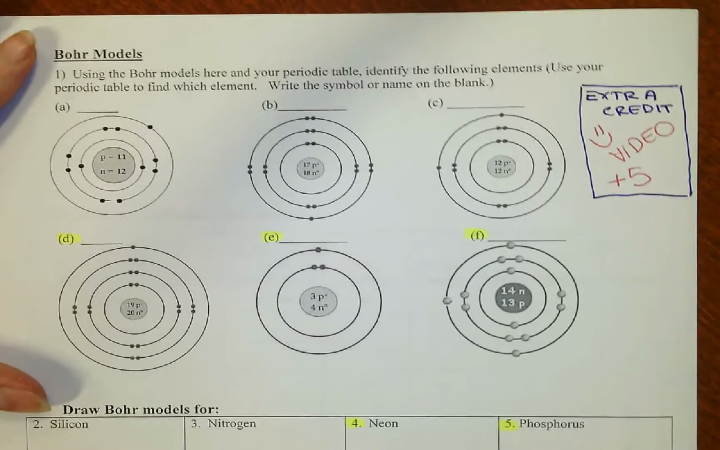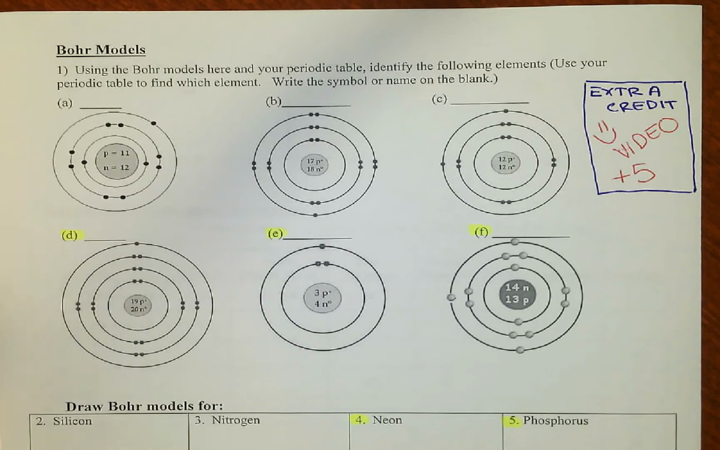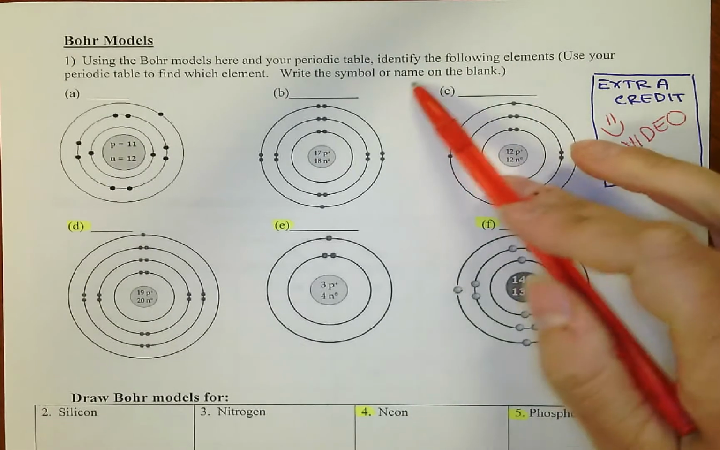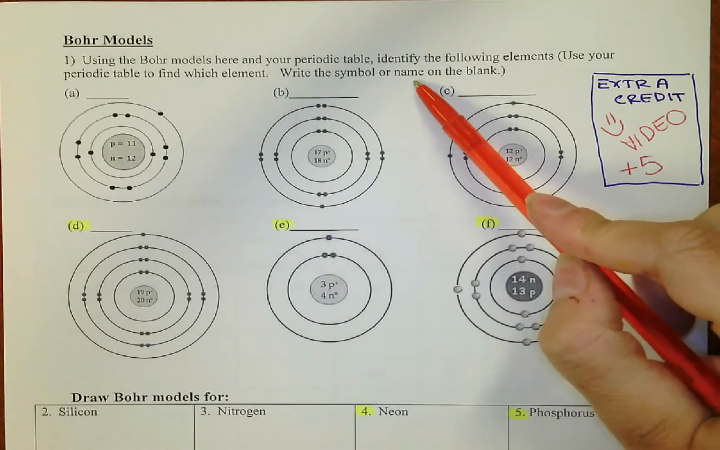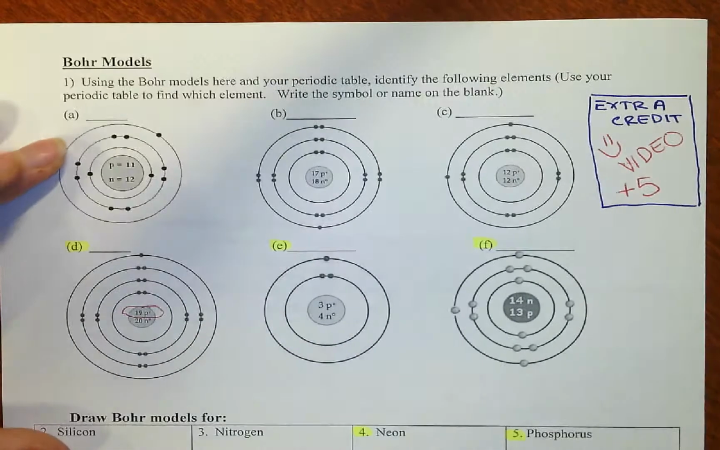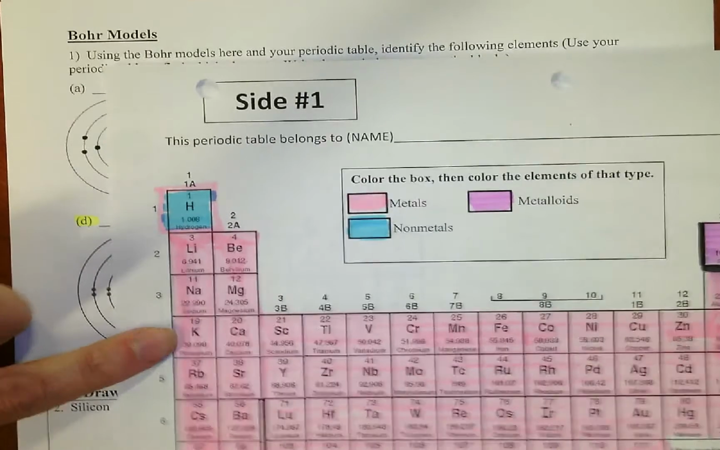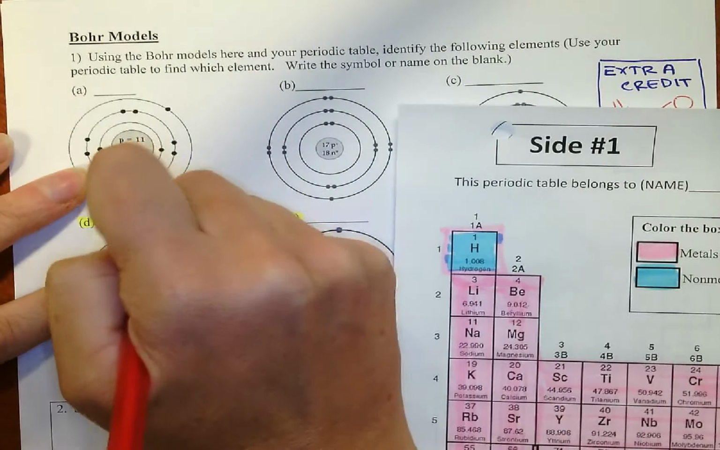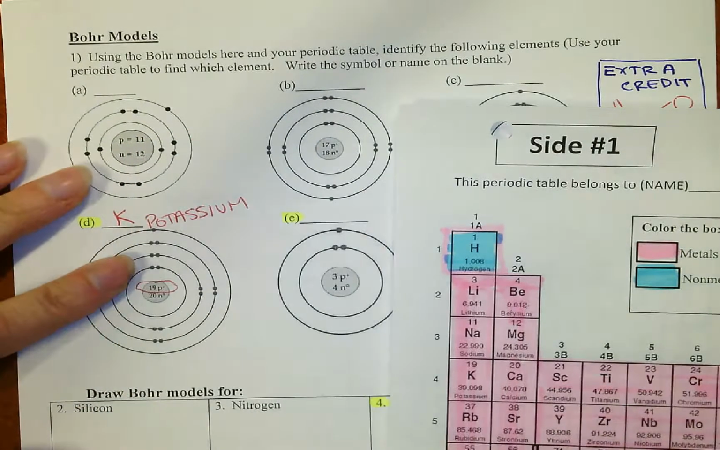We are identifying Bohr models on this one, D, E, and F. It says to identify the element. Write the symbol or the name on the blank. When identifying an element, all we care about is the number of protons. Here it says 19 protons, which means atomic number 19 on the periodic table, which is potassium. You can write K or potassium; either would be okay.